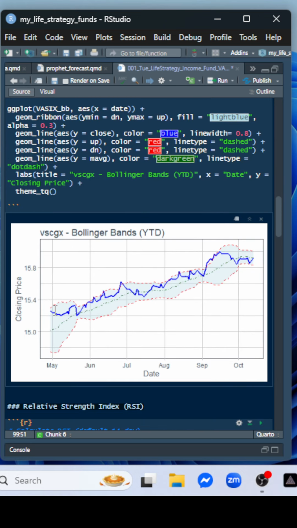Bollinger Bands, you can see again, since May, two things. First of all, the blue line has pretty much stayed above the green moving average line, but within the upper bound, and the two red lines represent plus and minus 2 standard deviations. So this is pretty good. Although it did cross back over recently, and we'll see what happens over the next few days.